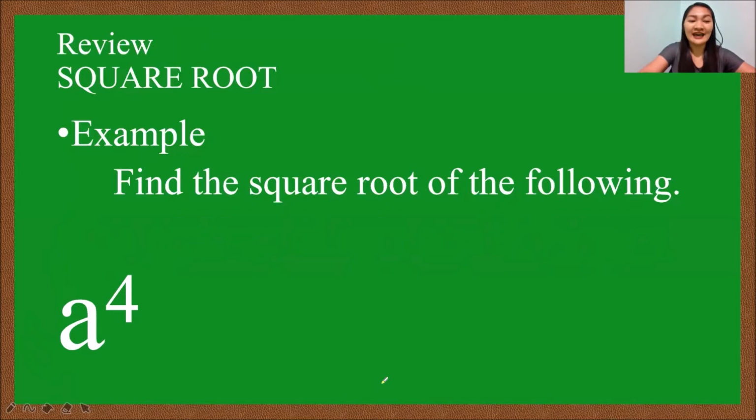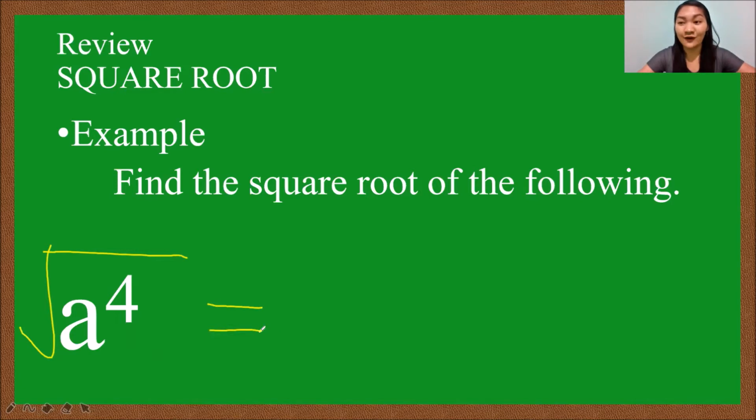So, we have now a variable. In terms of a variable with an exponent, we just divide the exponent by 2. So, what is the square root of a raised to 4? Divide 4 by 2. And that is equal to a squared. Because a squared times a squared is a raised to 4.